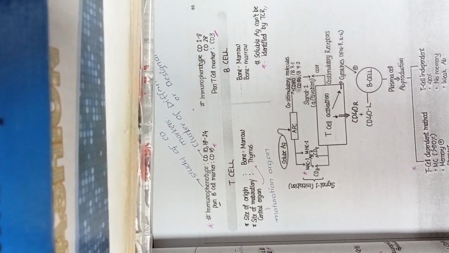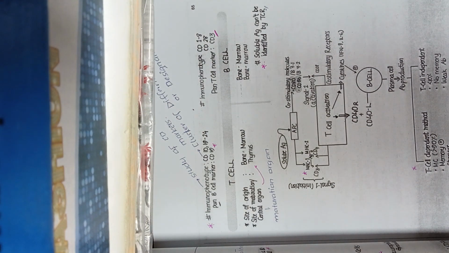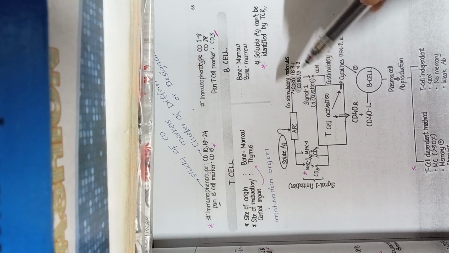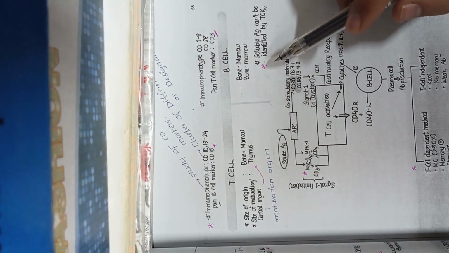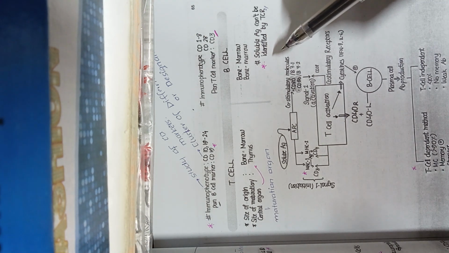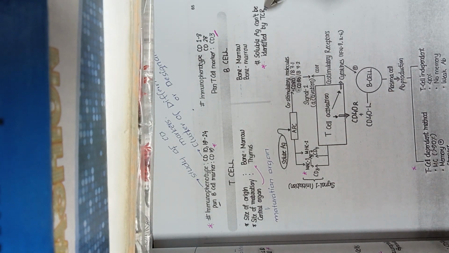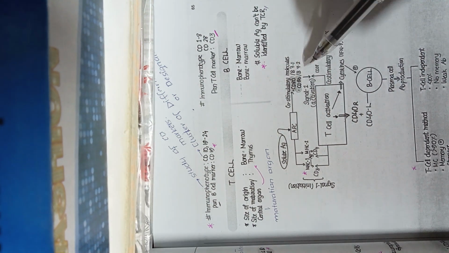Now let's discuss how T cell and B cell detect the foreign antigen. So there is a very simple process that insoluble antigen can be identified by T cell receptor very easily. But soluble antigen cannot be identified by T cell receptor. So by what process the soluble antigens are killed, we will discuss in this topic.